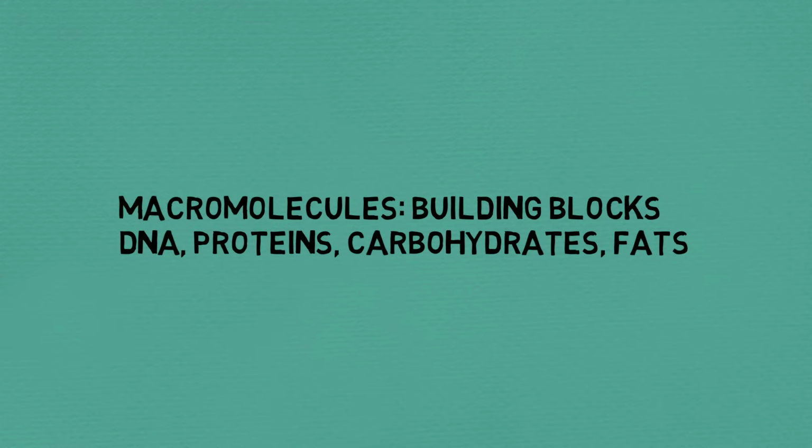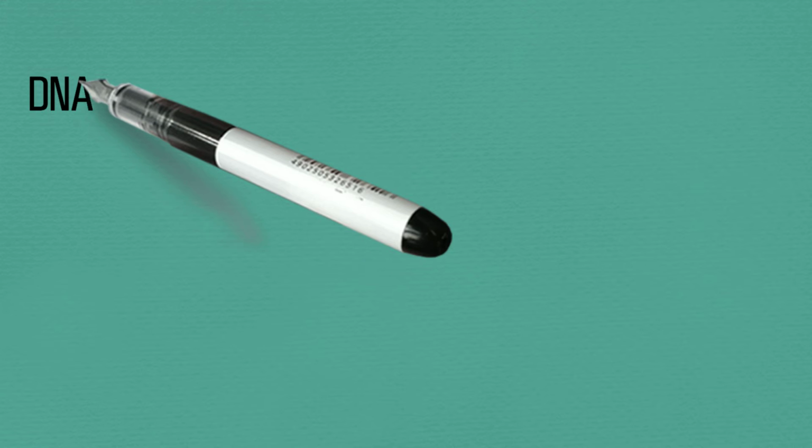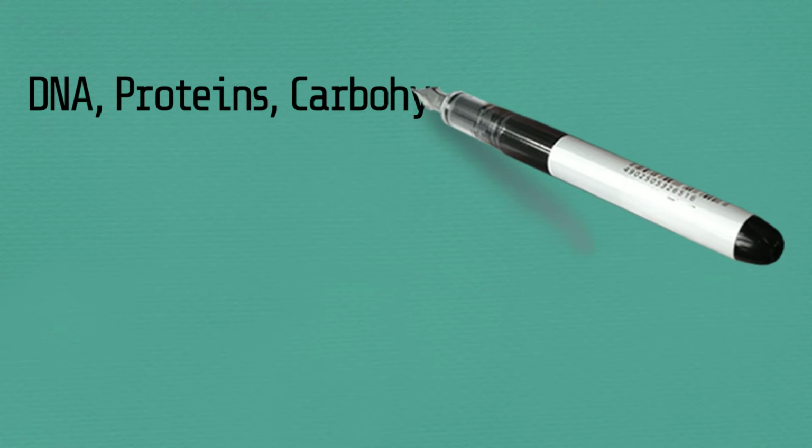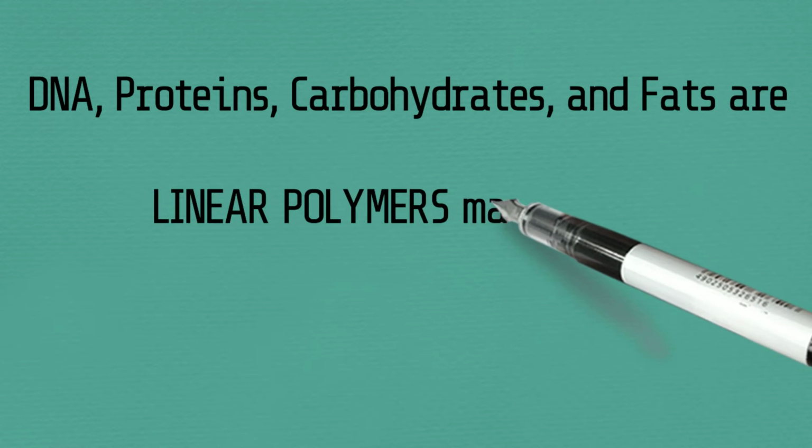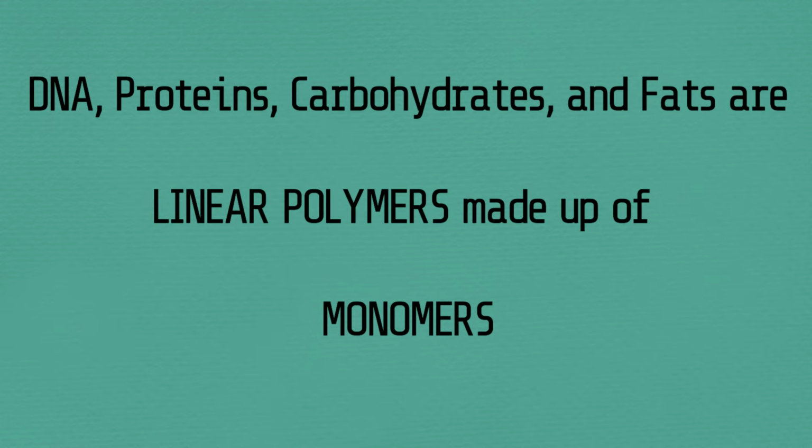As always, remember that you need to revise the biochemistry section of the MCAT last because there's a lot of detail and there's only so much space in your brain to actually hold so much memory, so revise it last. So let's begin. DNA, proteins, carbohydrates, and fats are linear polymers, and they're made up of monomers.